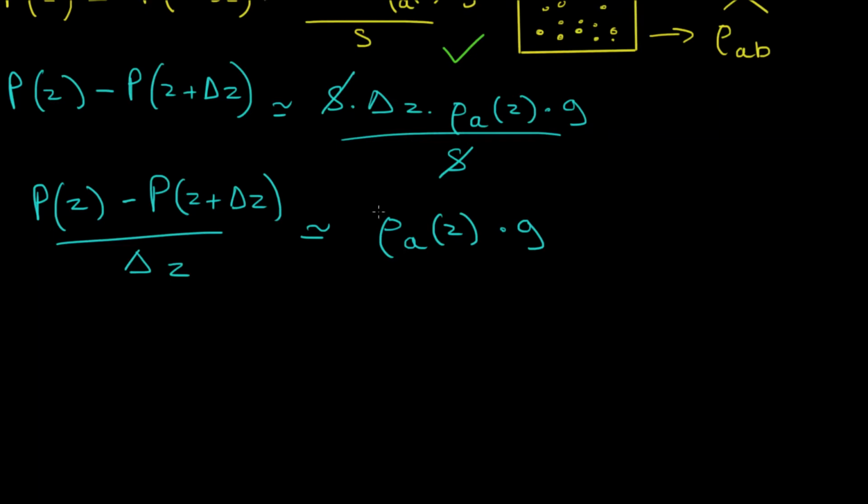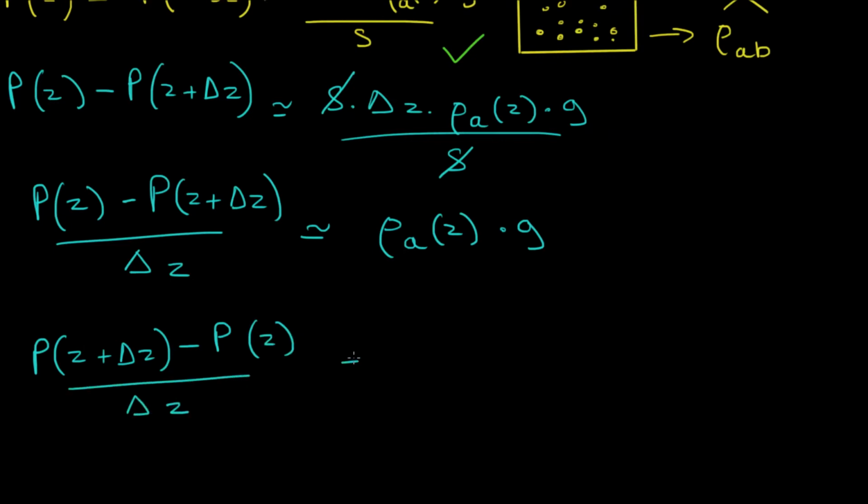What if we multiply both sides by -1? We will get that the pressure at Z plus delta Z minus the pressure at Z, divided by delta Z, will be approximately equal to minus the air density at Z times g. There is something really interesting going on here, because previously I told you that as delta Z is going to 0, this relationship will become more and more accurate.